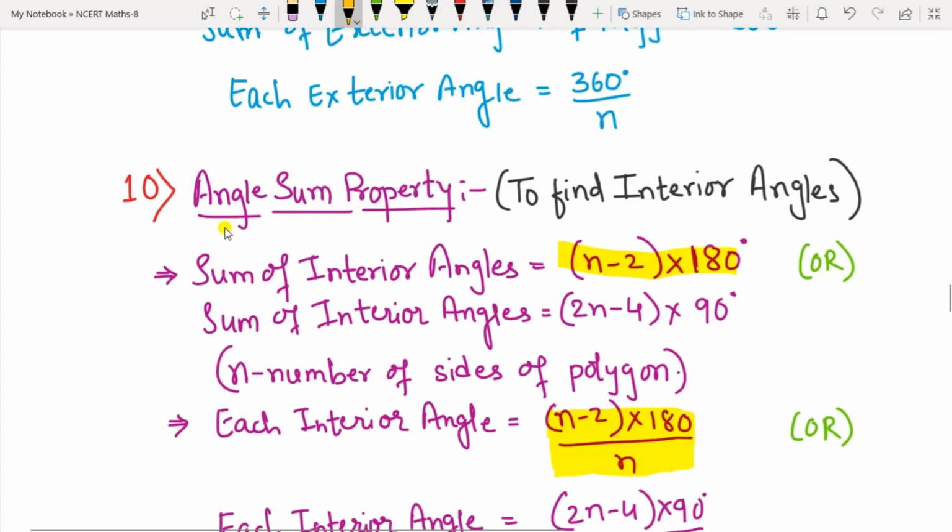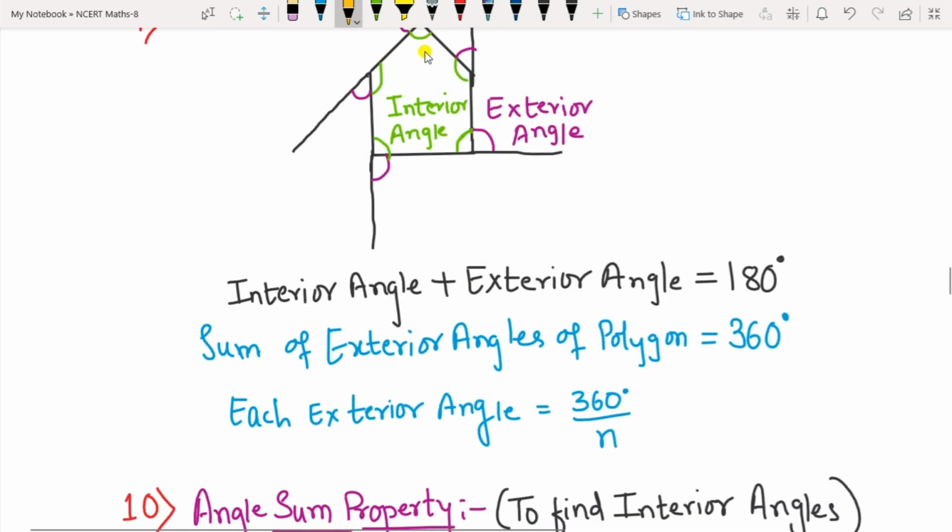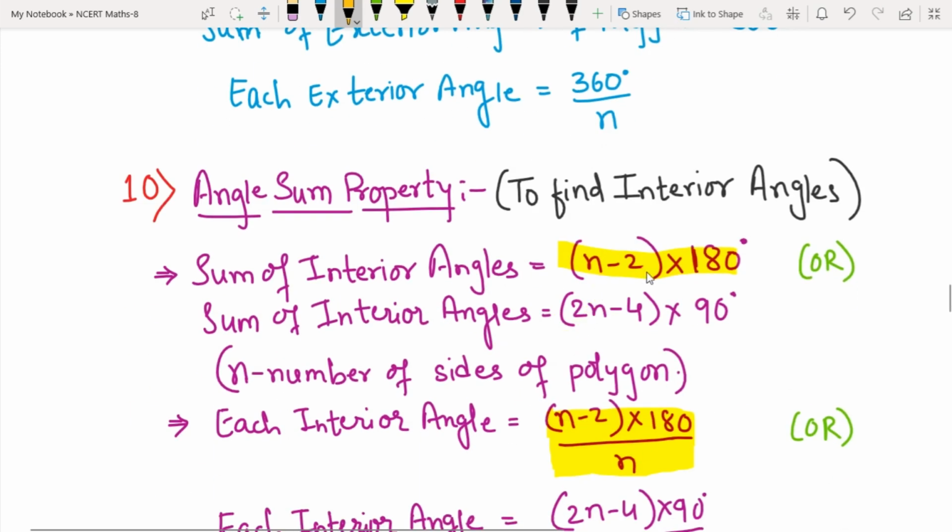10th one is the angle sum property, also called finding the interior angles of that figure. So the sum of the interior angles, shown here in green, if you want to find it, then the formula is (n minus 2) into 180, or you can also write it as (2n minus 4) into 90. In some books it is given as (2n minus 4) into 90. So it is one and the same. So sum of the interior angles equals (n minus 2) into 180.